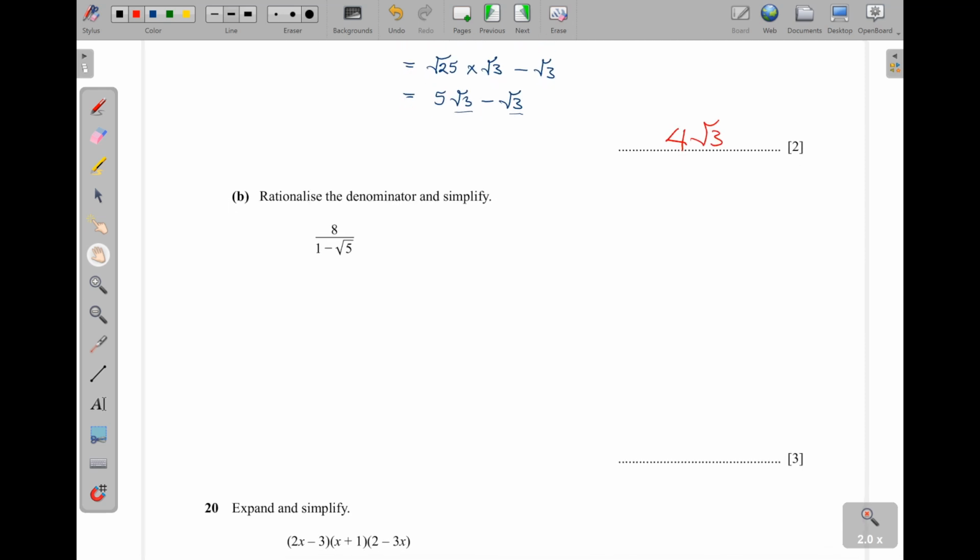Then part B, rationalize the denominator and simplify. By the way, this question here, this is the same way that you can say express this in the format a plus b root c. That is the same setting.